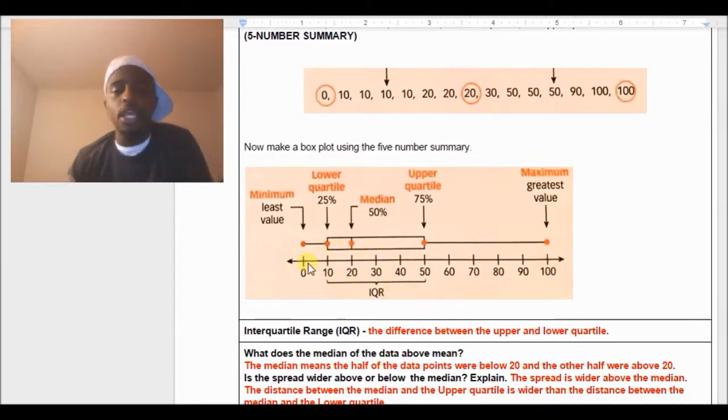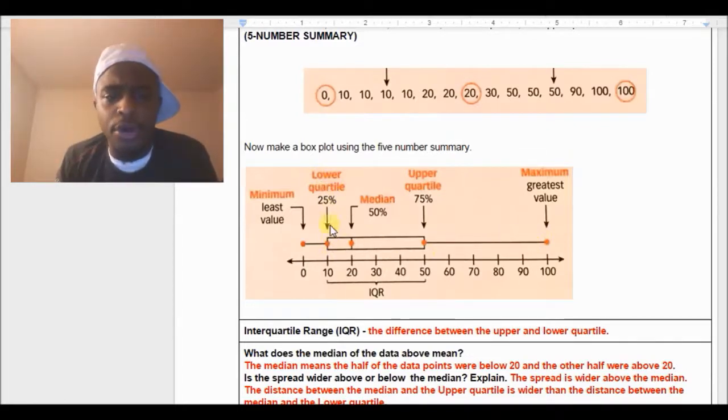All right? What you want to do first is place your dots on the numbers that represent your 5-number summary. So I'm going to place a dot above the 0 because that's my minimum value. I'm going to place a dot above the 10 because that is my lower quartile. I'm going to place a dot above 20, which represents my median. I'm going to place a dot on the 50, which is my upper quartile. And then I'm going to place a dot on 100, which represents the greatest value in the data set, or the maximum.